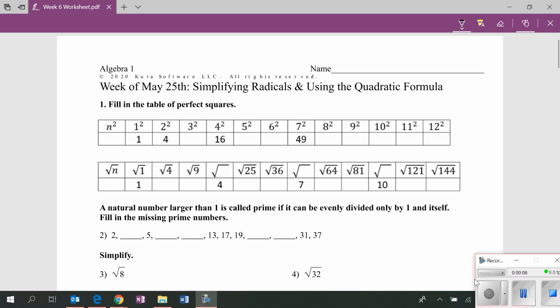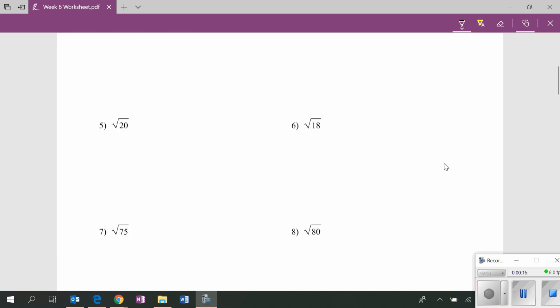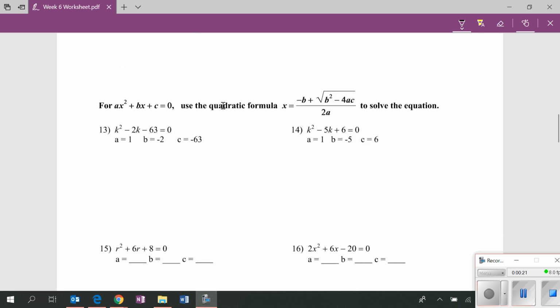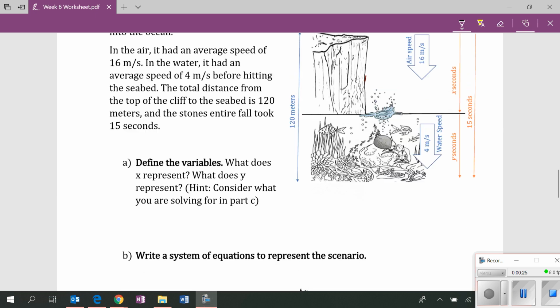We're looking at squares and radicals, prime numbers, simplifying radicals, and reviewing a little bit more about your distance formula. We're going to throw in something new about the quadratic formula and a word problem.